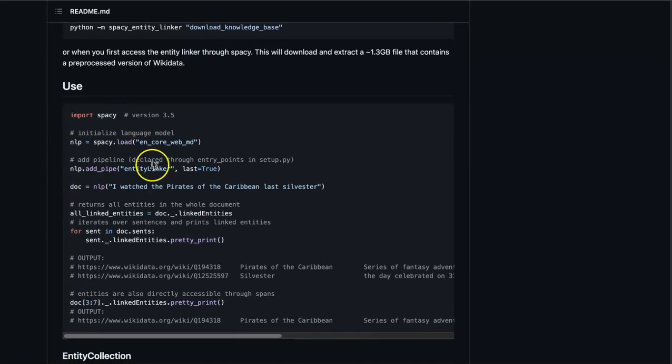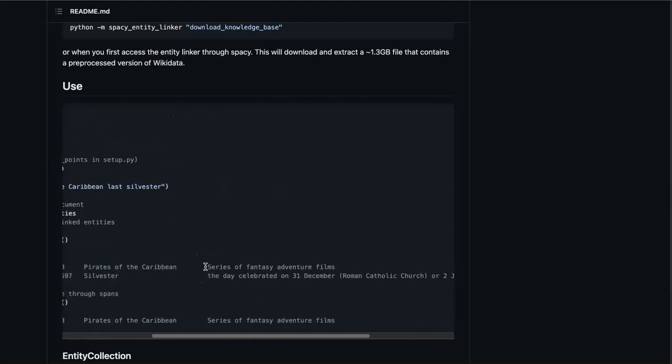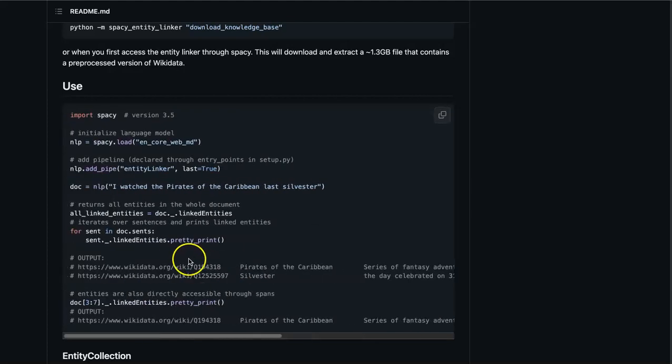So you just load all this, and if someone gives you a sentence, suppose it is "I was the Pirates of the Caribbean's last Sylvester", and you just pass it to the model, it will automatically give you the corresponding page. So the Pirates of the Caribbean is linked to this Wikipedia page. Actually, this is not Wikipedia, it is Wikidata. The page might be different.